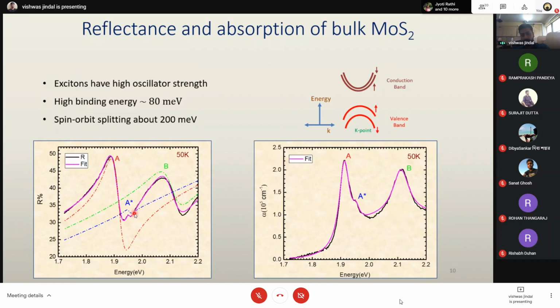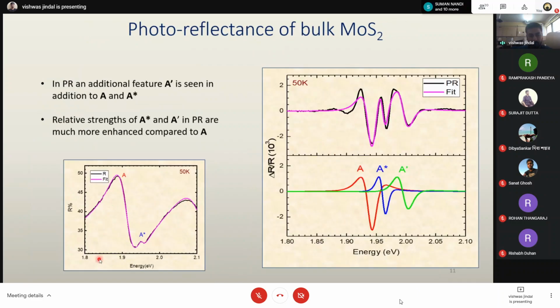So we are now measuring in a smaller range, only from 1.8 to 2.1 electron volts, and we are neglecting the B. Now in R, you see only two features here, but in PR, you now start to see three features, even in that small energy range. And the black one is my measurement, and this is a very complex looking signature. Now, how do you simulate it?